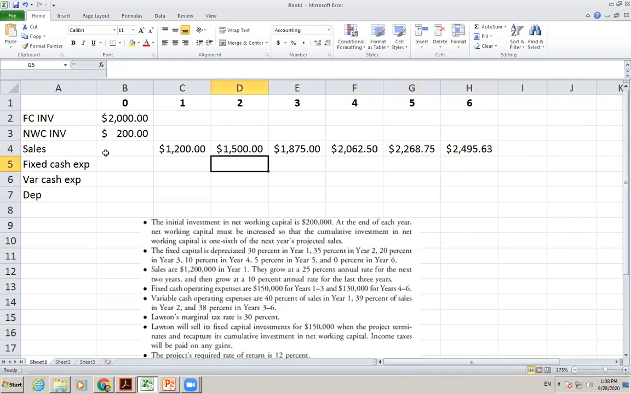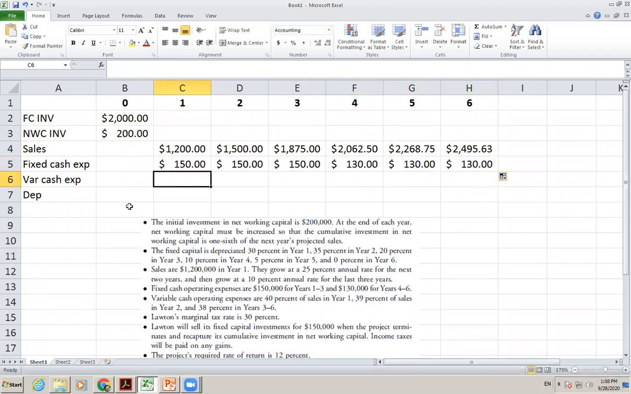Okay, this is how it works. These are very easy. So when we come to the fixed cash expenses, it directly says that fixed cash expenses are 150,000 for years 1 to 3, and 130,000 for the last 3 years. So the first 3 years is 150,000, and for the last 3 years 130.